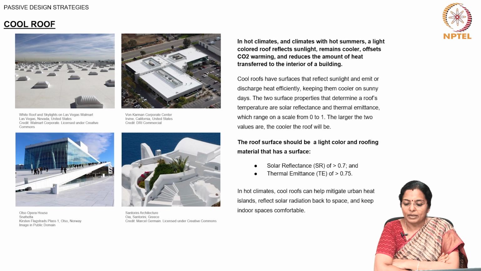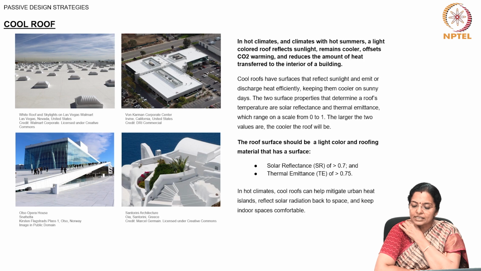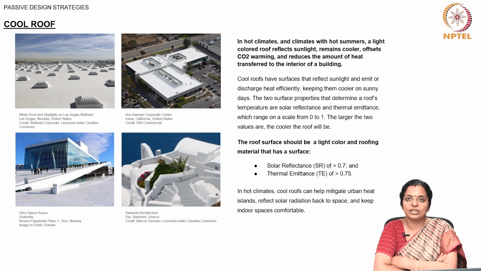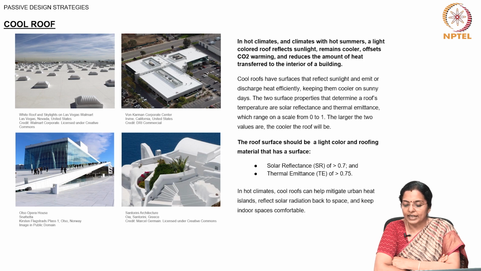So, in hot climates and climates with hot summers, a light colored roof reflects sunlight, remains cooler, offsets carbon dioxide warming and reduces the amount of heat transferred to the interior of a building. Cool roofs have surfaces that reflect sunlight and emit or discharge heat efficiently, keeping them cooler on sunny days. The two surface properties that determine a roof's temperature are solar reflectance and thermal emittance, which range on a scale from 0 to 1. The larger the two values are, the cooler the roof will be.